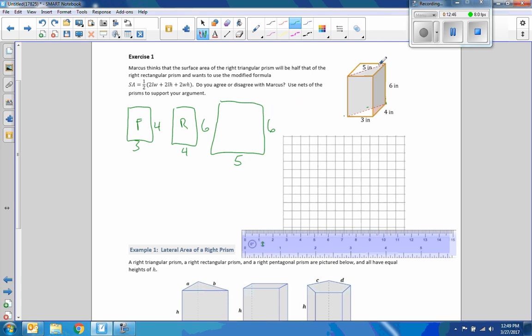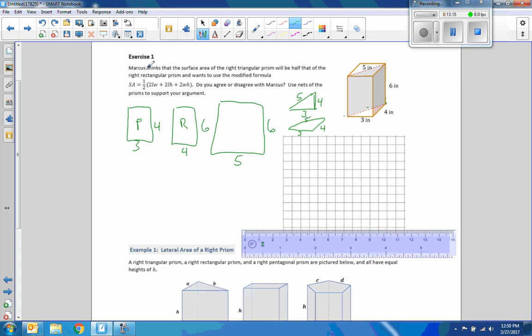And then finally we have these top pieces that are triangles that look like this. Okay? And we know that this is 3, and we know that this is 4, and we know that that's 5. And we have 2 of them. We also have the one down here. So now we have that one, which is also 3, 4, and 5. Okay, so there's my rough sketch.